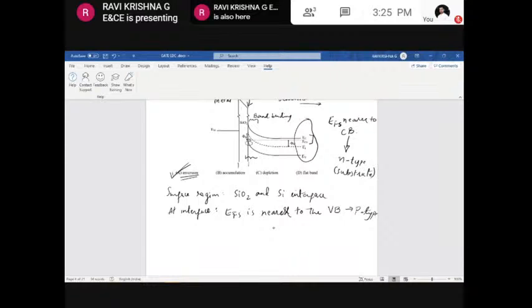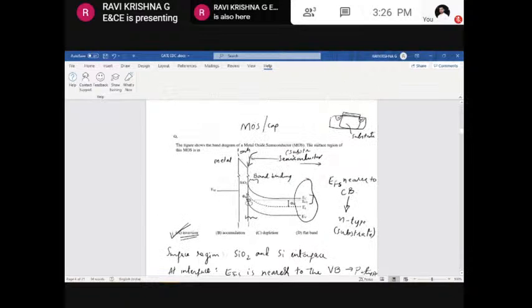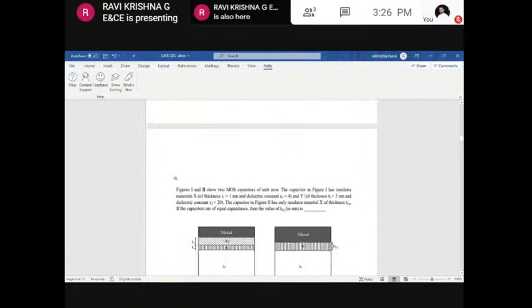For example, if we bias in such a way that G is equal to 0, what happens here? If this phi b is equal to 0, then the work function or the bulk mode, for example, if it is p-type, at this extreme end, the Fermi level is nearer to the valence band, which leads to p-type. And here, this Fermi level is nearer to the conduction band. Here also the inversion is going to happen. So this is about the second question, and again this is based on the MOS capacitor.